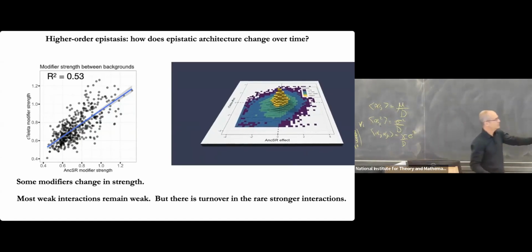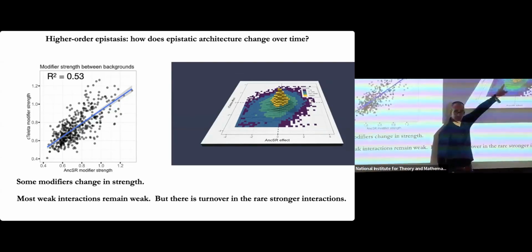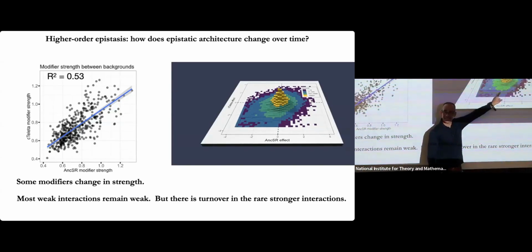Okay, so what should we see here? Most interactions are weak, the yellow stuff close to 0, and they stay weak. So all this non-epistatic stuff stays that way. But there's a small fraction of stuff where it starts out neutral and it becomes deleterious, or it starts out deleterious and it becomes neutral, and a little bit of stuff on the positive side.